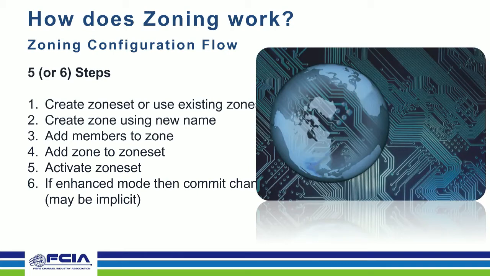And then the zoning programs the ACL entries into the hardware. And then step six says, if you're in enhanced mode, then that commit change could be implicit.